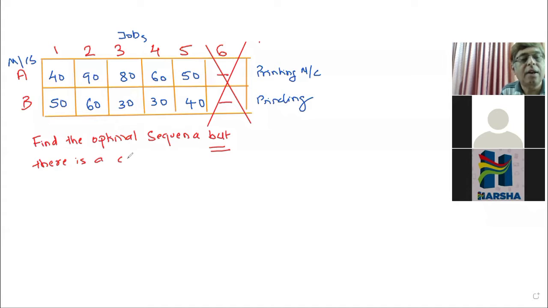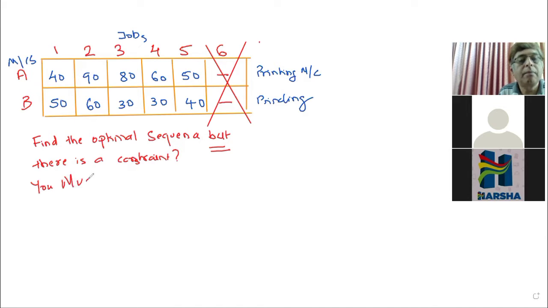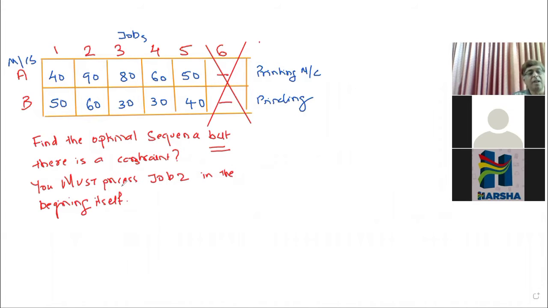But there is a constraint. So what is the constraint? The constraint is you must process job 2 in the beginning itself. This is the constraint that they have given you.